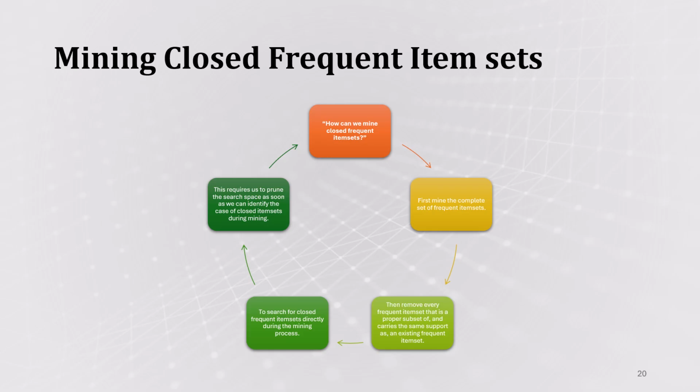How can we mine closed frequent item sets? First, mine the complete set of frequent item sets, then remove every frequent item set that is a proper subset of, and carries the same support as, an existing frequent item set. The next step is to search for closed frequent item sets directly during the mining process. This requires us to prune the search space as soon as we can identify the case of closed item sets during mining.